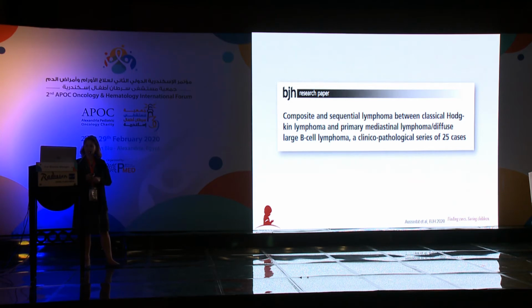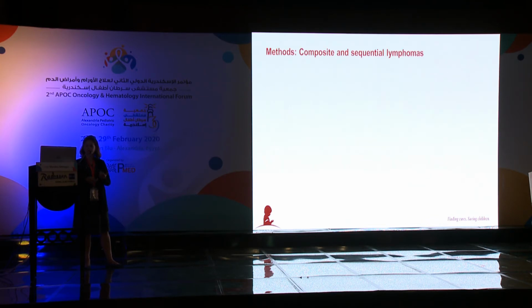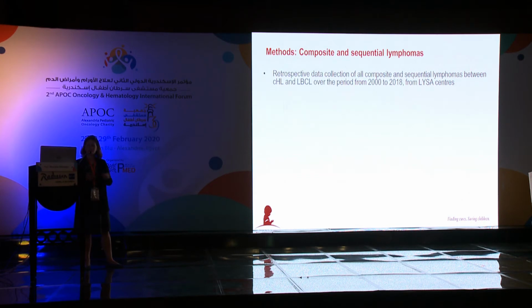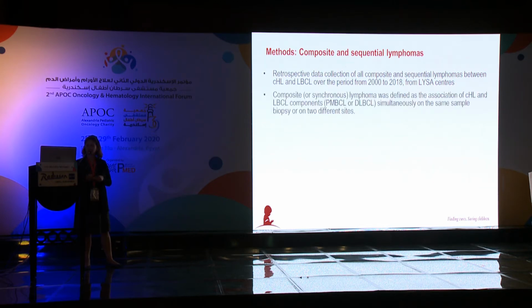So on this paper, on whether it is better to have a composite lymphoma, meaning that you have it synchronous, at the same time, or a sequential lymphoma. This paper looks at 25 cases with gray zone lymphomas. It is a retrospective review of composite and sequential lymphomas in adults that were between classical Hodgkin and large B-cell lymphoma that were treated between 2000 and 2018.